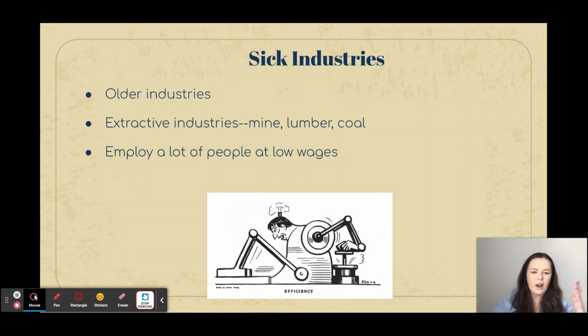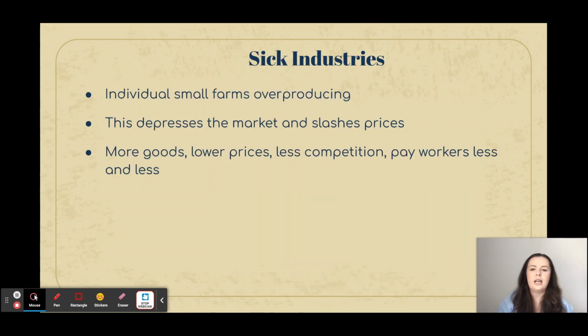And we'll talk more about why it's called a sick industry. But essentially what a sick industry is, you have farms, for example, or a mine. They're overproducing. So the price that they're getting for their natural resource is decreasing or staying low. And so that means, right, they lack purchasing power. They lack real wages, right? They want to buy more things, but they're getting a lower price.